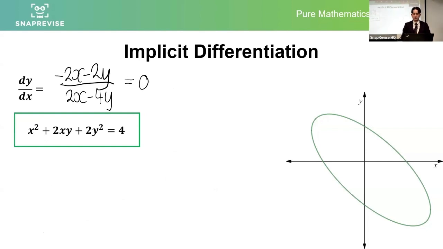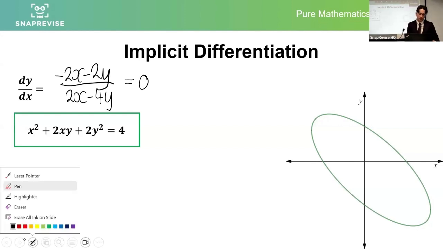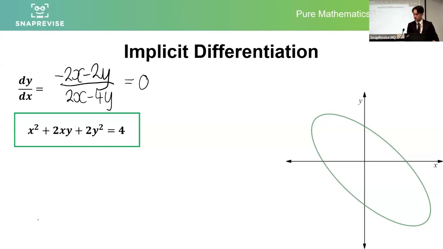Now, this is a really good question because we were asked for the turning points. If you're asked where a fraction is equal to 0, you actually don't need to panic too much. You're just solving the numerator equals 0. That's all that means. So basically, we're solving when is minus 2x minus 2y equal to 0.